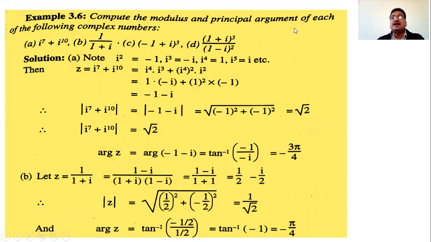Find the modulus and principal argument of each of the following numbers. i raised to 7 plus i raised to 10. So what is i square? i square is minus 1. What is i cube? i cube is i square into i, that is minus 1 into i, which is minus i.